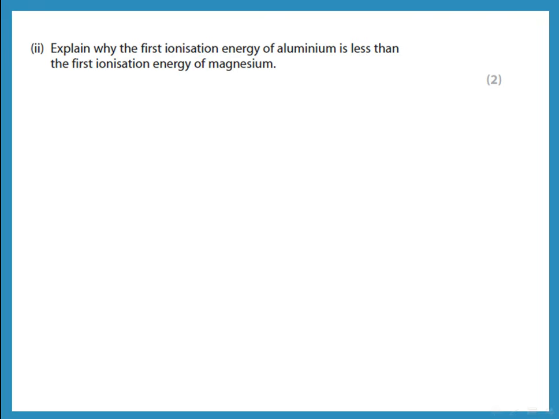Now, explain why the first ionization energy of aluminium is less than magnesium. It's much easier to write the electron distribution so that you can explain why aluminium is less than magnesium. Once you write the electron distribution, you will find that the outermost electron in aluminium is in a 3p, while the outermost electron that we're trying to remove from magnesium is in a 3s.